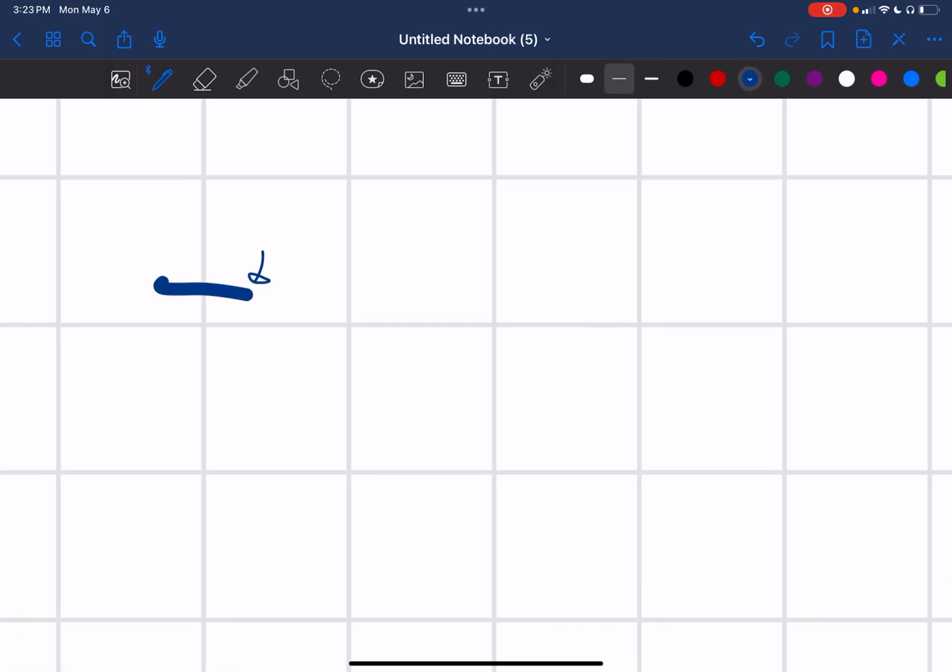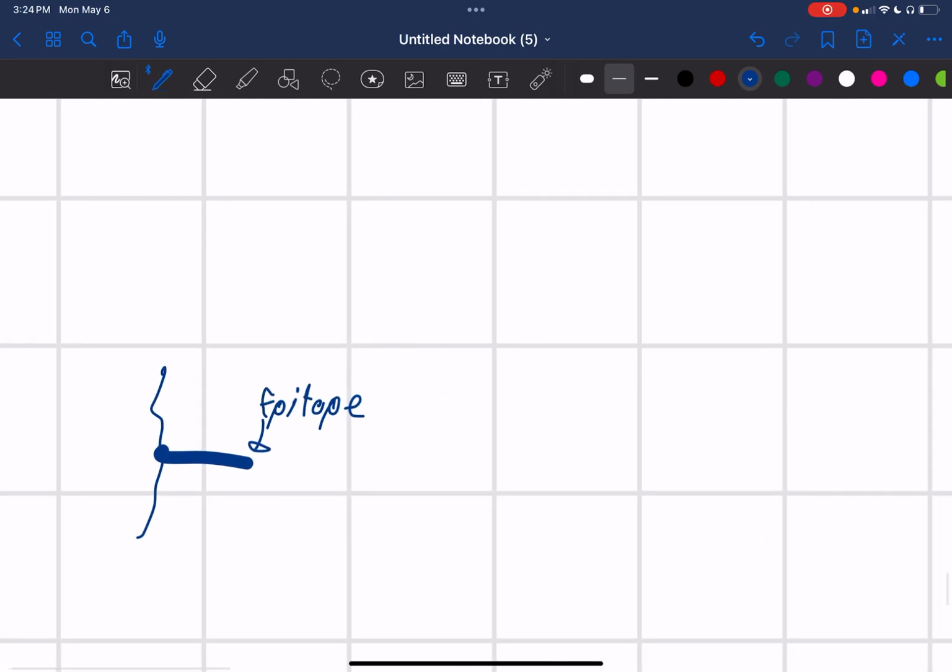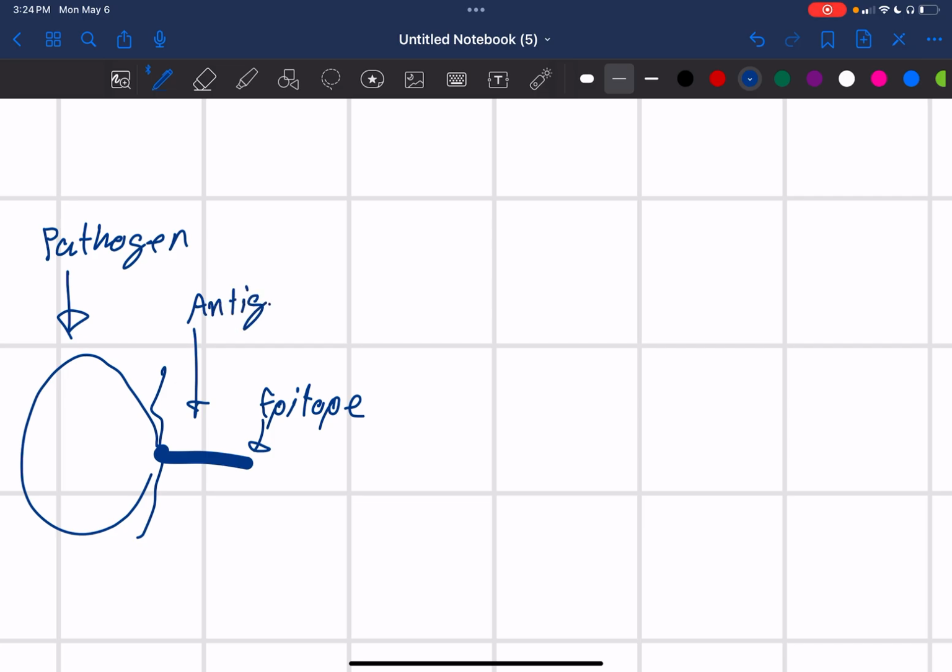The pathogen has what is called an epitope, right? An epitope. So this epitope is essentially what triggers the immune response. So we have it in three steps. We have the pathogen, which is the overall virus, and then we have the antigen, right? And then at the tip of the antigen, we have what is called the epitope. So this epitope is essentially what's going to be causing the immune response.